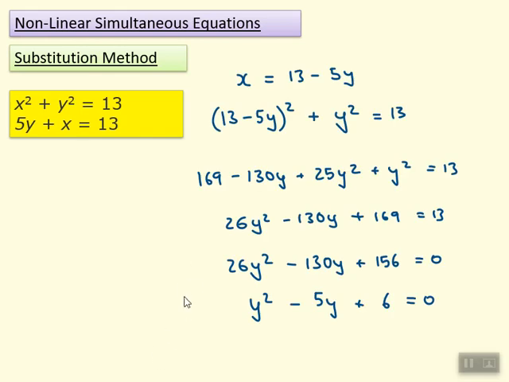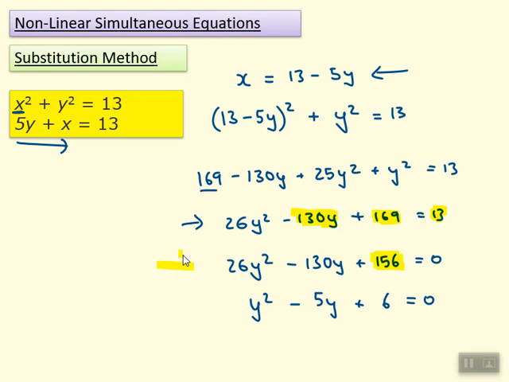Okay, so this is the working out. So I rearrange the bottom one to get the x on its own because it's easier. So I've got 13 minus 5y. I replace the x instead. So 13 minus 5y squared. That expanded to 169 minus 130y plus 25y squared. Simplifying that gives us 26y squared minus 130y, sorry, minus 130y, plus 169 equals 13. Take away the 13 from both sides, turns the end into 156.